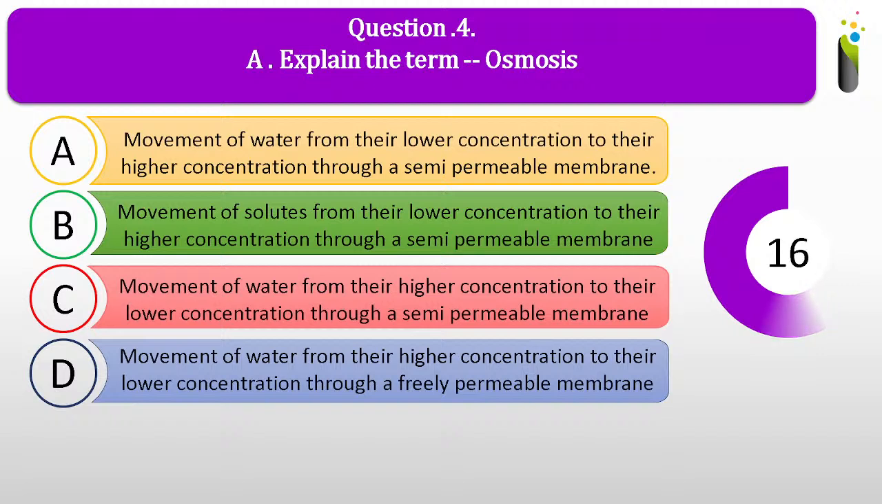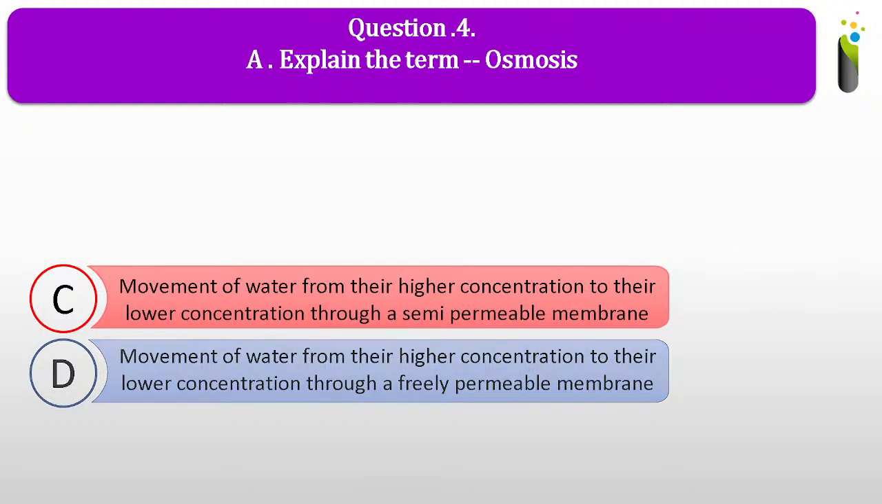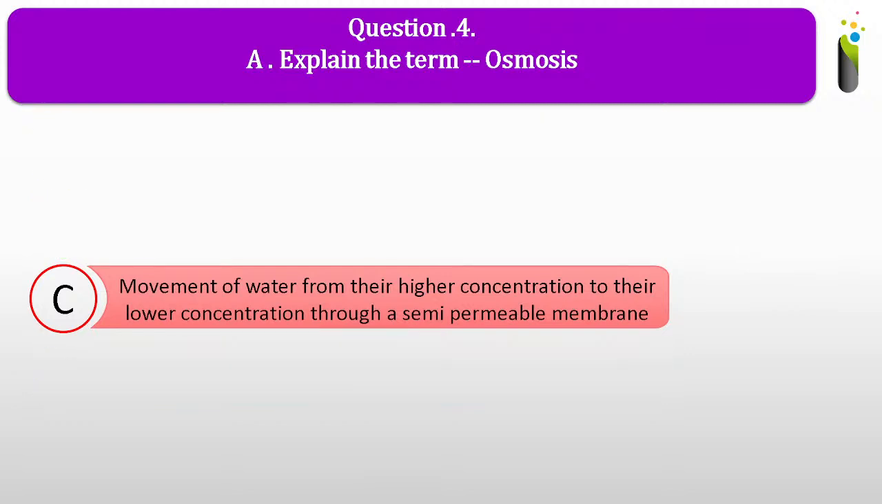So what should be the answer for question number 4a? And the correct answer for this question is C. So osmosis is the movement of water from its higher concentration to its lower concentration through a semi-permeable membrane.